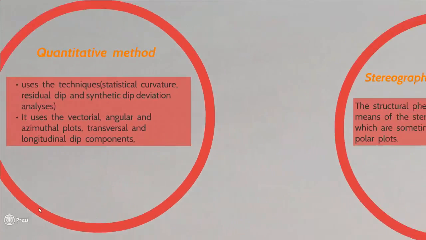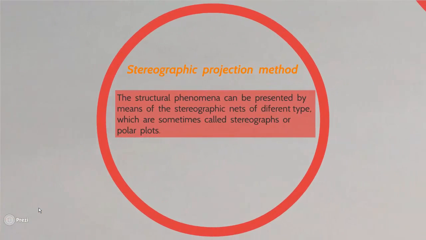And the third one is stereographic projection method. Enables the analysis of deep images in details. The structural phenomena can be presented by means of stereographic nets of different types, which are sometimes called stereographs or polar plots. Stereographic projection is a presentation and geometrical construction which allows to analyze the orientation of tectonic elements in space independently of their geographic position.